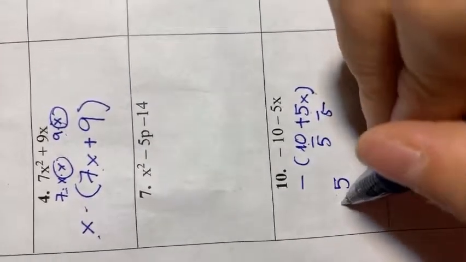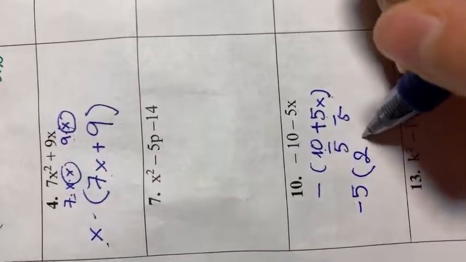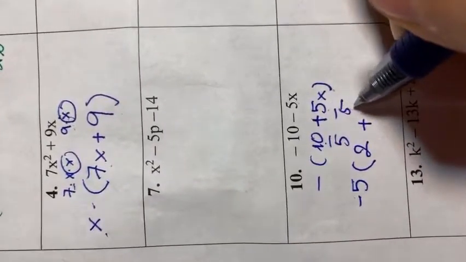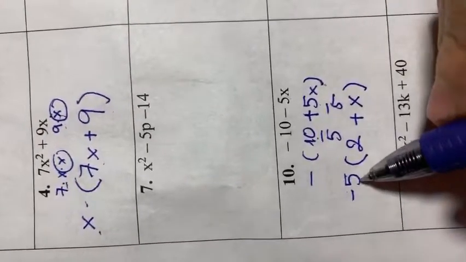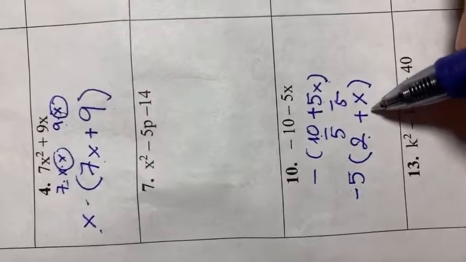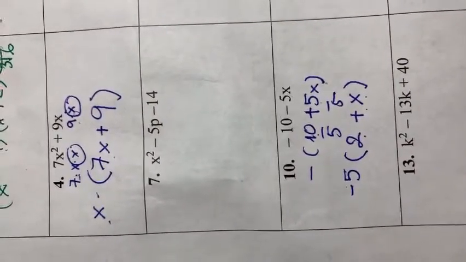Here we bring down the negative. 10 divided by 5 is 2. And then 5 divided by 5 is 1x. So your final answer is negative 5, parenthesis 2 plus x. Okay, that's it.